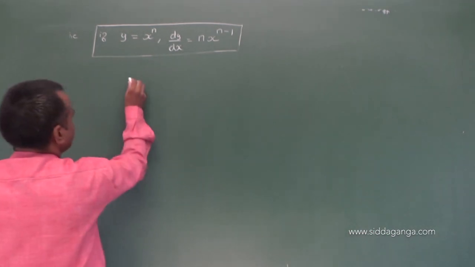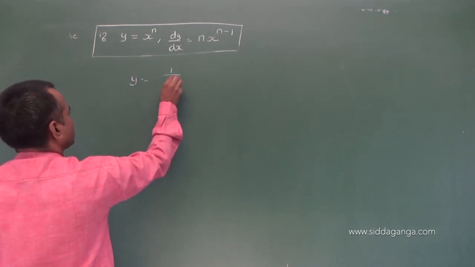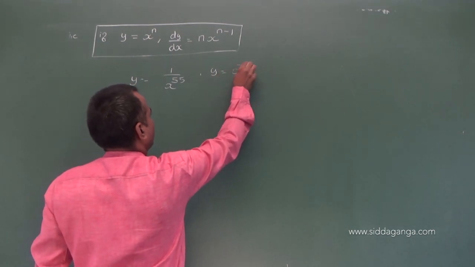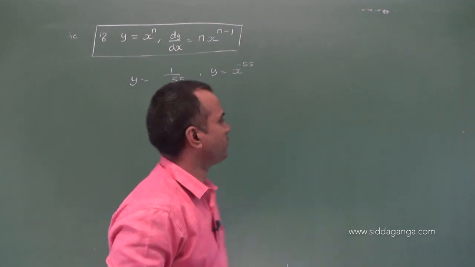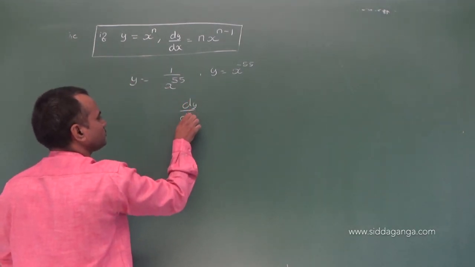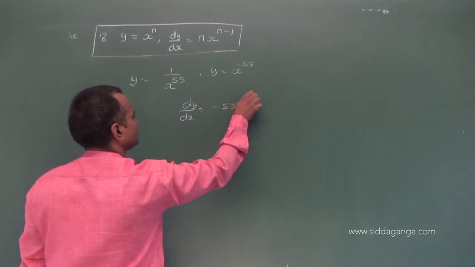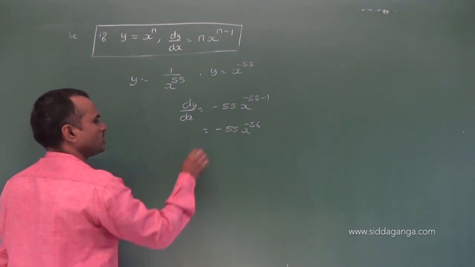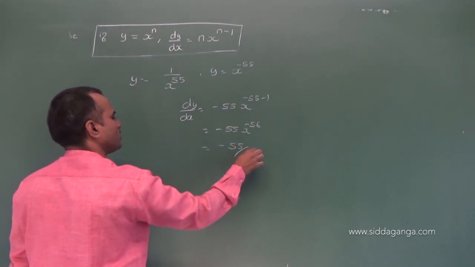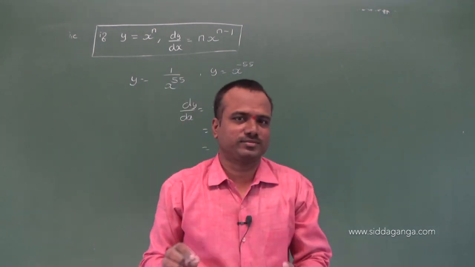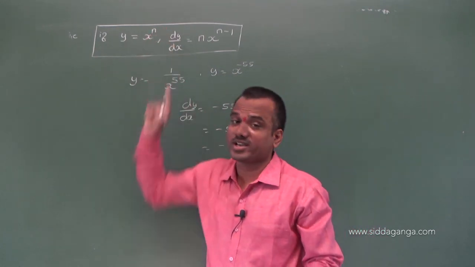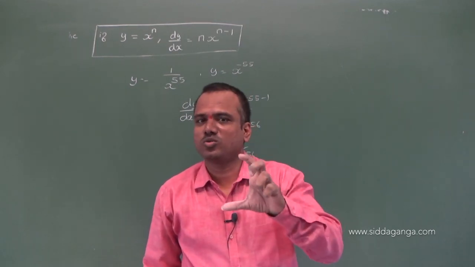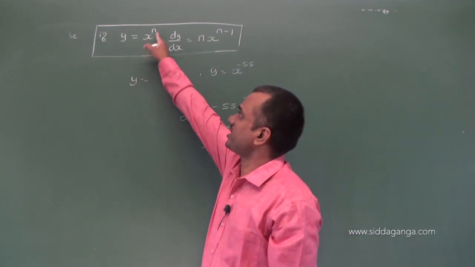One more problem: y is equal to 1 by x to the power 55. Suppose like this, y is equal to x to the power minus 55. Or else, divide by x to the power 56. I think you are perfect about how to solve in the form of x to the power n, how to find the derivative. You are perfect about the concept.